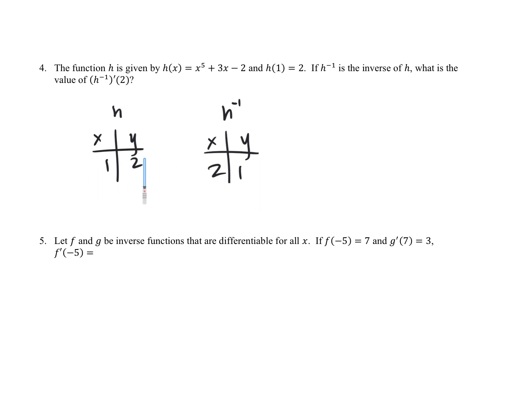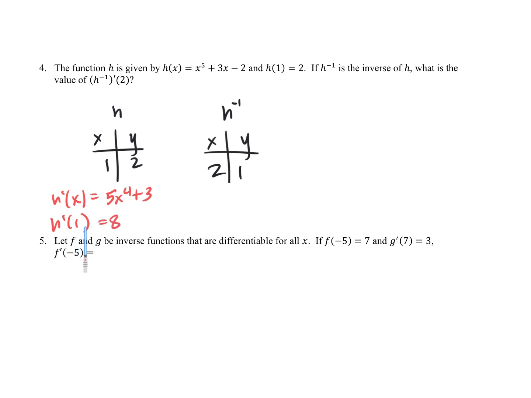So at these two points, their slopes will be reciprocals. Can we go find h prime when x is 1? Because then its inverse's slope will be the same when my x is 2. So let's go find h prime of x. Here's h of x. What would h prime be? Love it. 5x to the 4th plus 3. Now, when x is 1, I want to find h prime of 1. What would be my slope? 5 times 1 to the 4th would just be 5, plus 3 is 8.